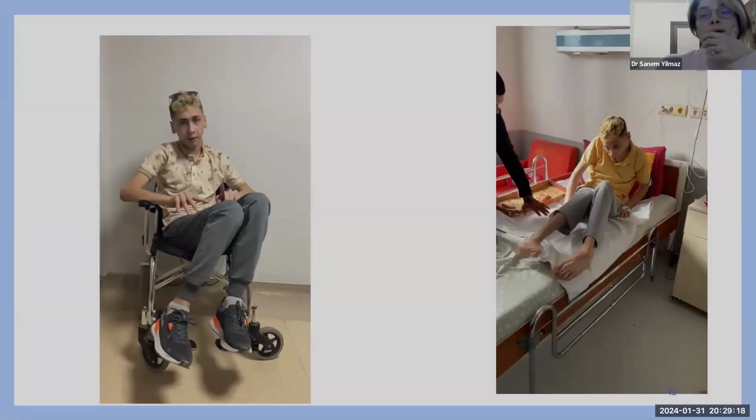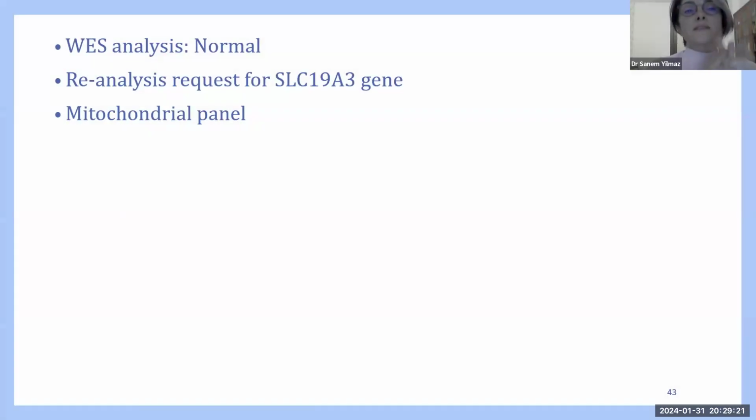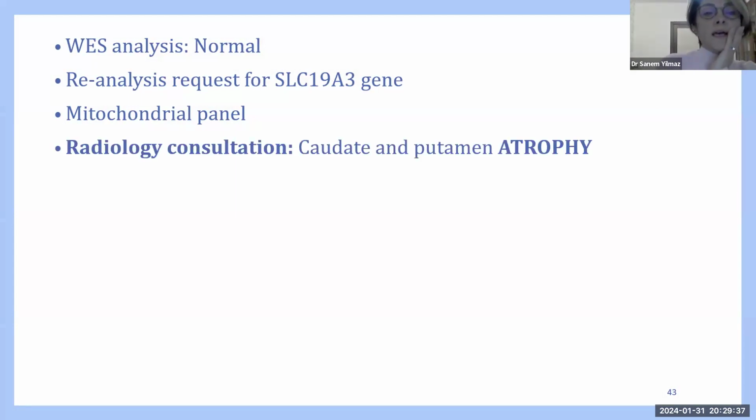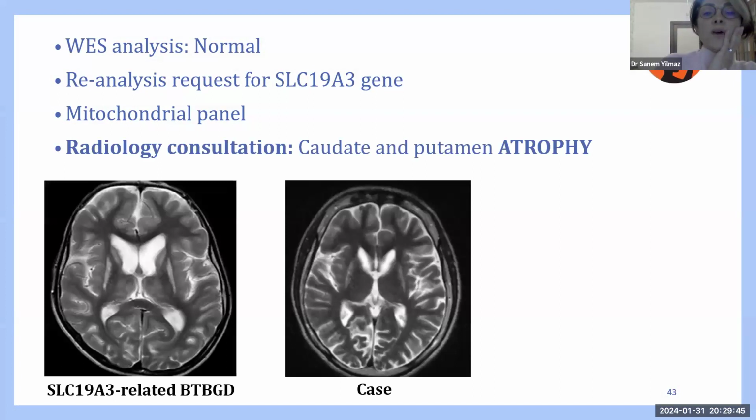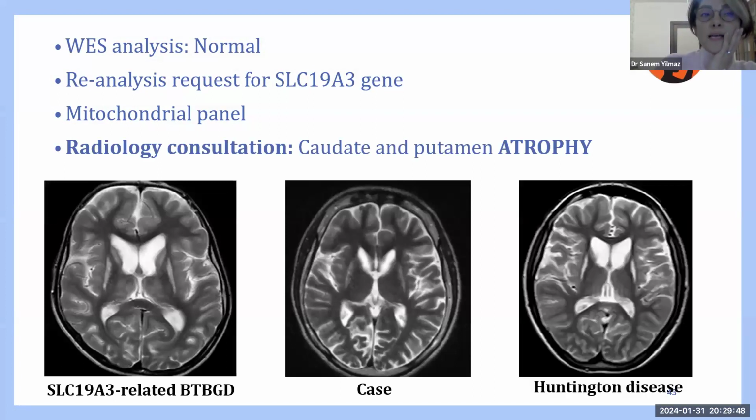Then we waited for the whole exome sequencing analysis, and it was normal again. We requested a reanalysis specific for thiamine biotin responsive disease, and it also came back normal. We started to think about a mitochondrial panel, and we made a radiology consultation, and our neuroradiologists told us that this is a caudate and putamen atrophy rather than a hyperintensity. So this atrophy reminded us of Huntington disease.